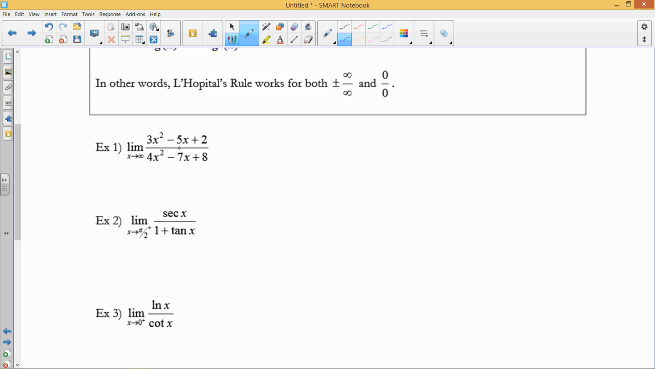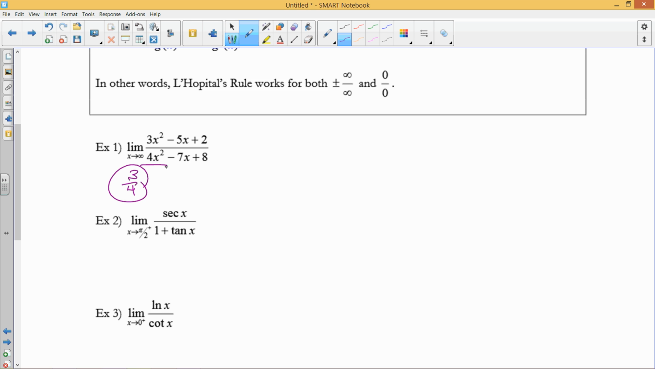So the old way is, wait, I can just look at the highest powered terms, which is 3x squared and 4x squared, and say, you know what? They have the same degree, so it goes to the ratio of the coefficients. You're absolutely right. That's perfect. We're going to do it the new way now.